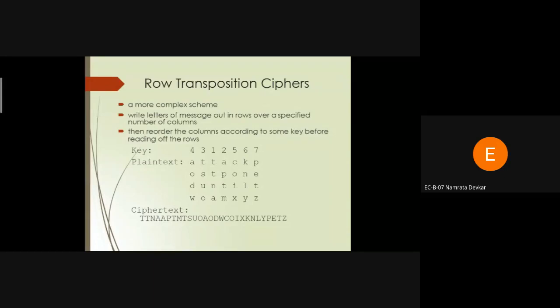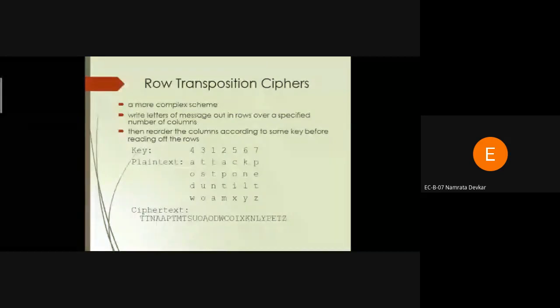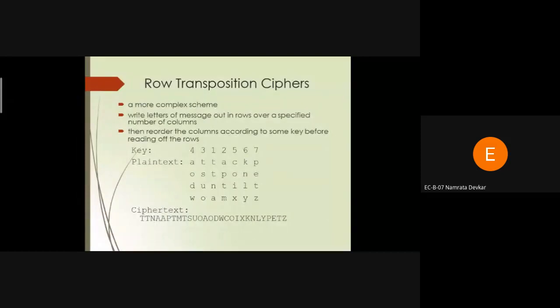This transposition cipher is similar to the Playfair cipher. The representation of the row transposition cipher is similar to the Playfair cipher. In this row transposition cipher, we have to write our input information into a 5 by 5 matrix. Here I take one plain text, attack postponed until 2 a.m.